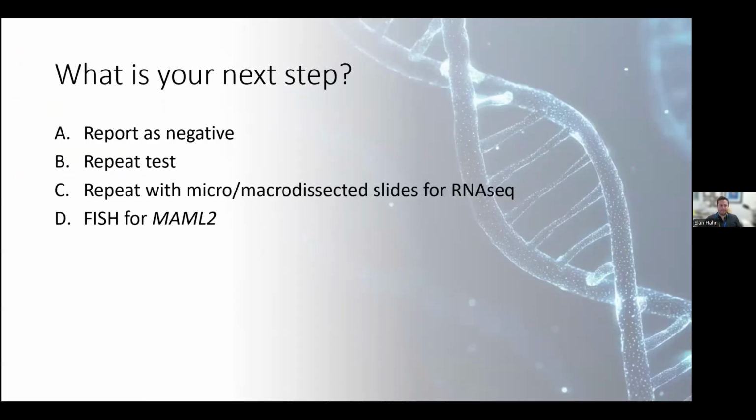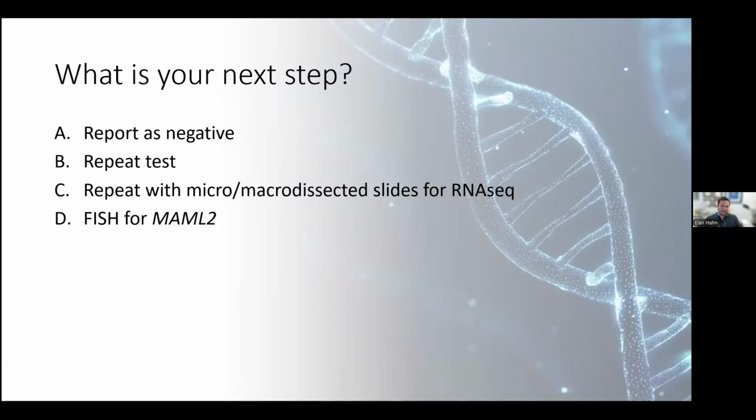So what's the next step? Report it as negative, repeat the test, repeat it with enriched slides for RNA-seq, or try a different assay altogether. So we got C's and D's, and I think, again, those are both correct.